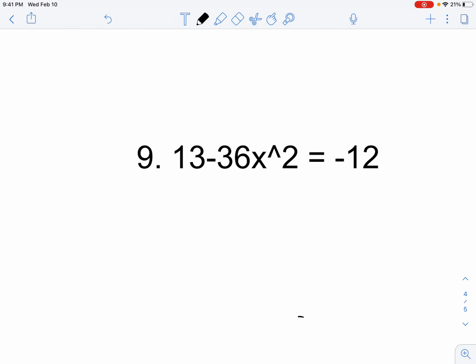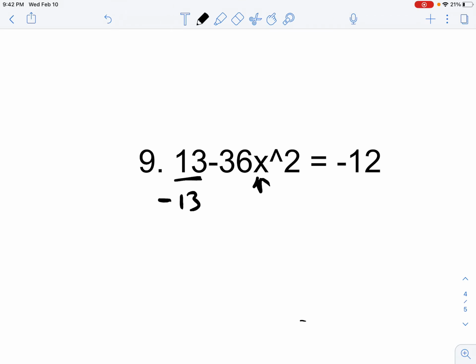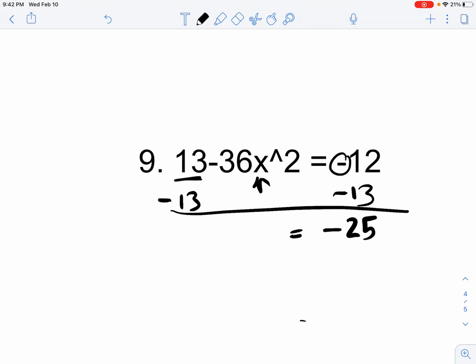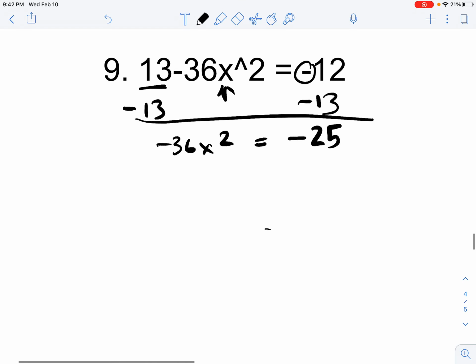Now for here, you want to make sure x is alone, and we want to get rid of this 13 first. So how do we get rid of that 13? We just subtract 13 on both sides. Now since this is also negative, we're just adding. 3 plus 2 is 5, 25. And because this is negative, this is going to be in total negative 25, divided by negative 36, x squared is like that.